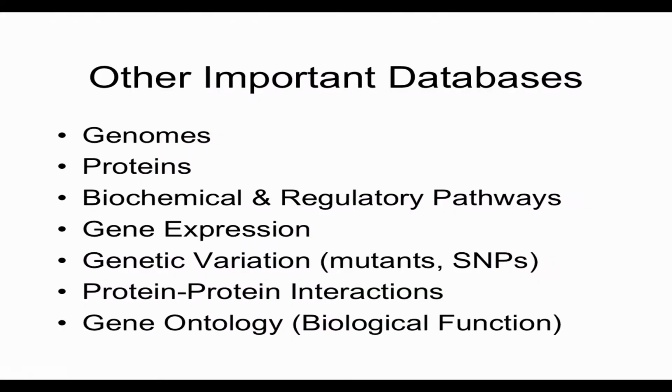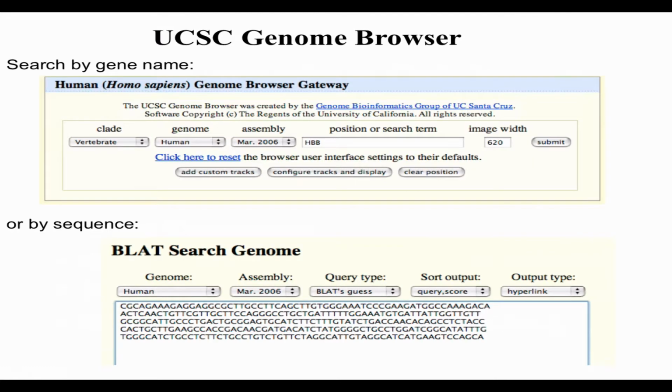So some other important databases that you'll make use of: genomes, proteins, biochemical and regulatory pathways, gene expression, genetic variation, protein-protein interactions, and gene ontology. I'm going to visit these really briefly today, and then in future lectures come back to most of them in more detail. So this is more like just a tour, but it's fine if we want to stop for questions.